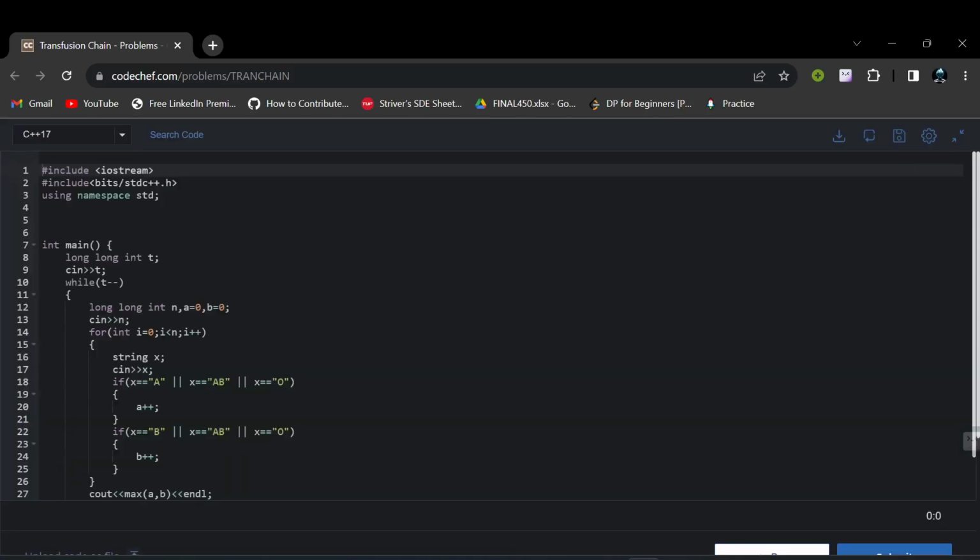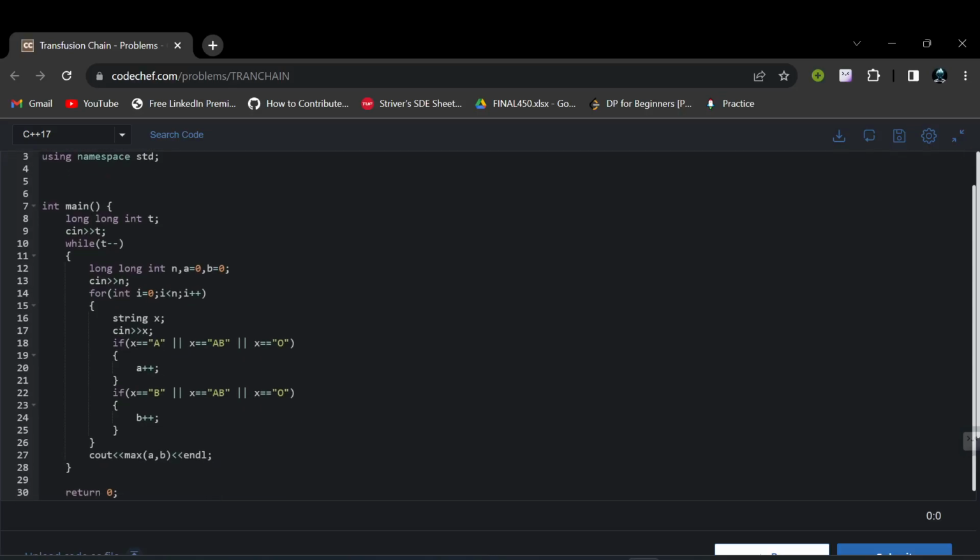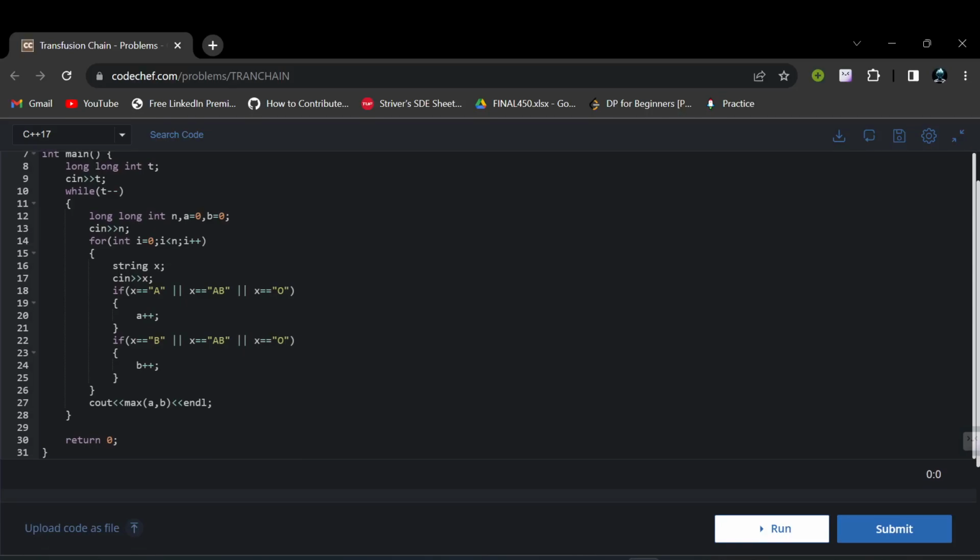This is the C++ implementation of the solution that I suggested. I have taken the number of test cases as input. A is the length of the transfusion chain depending on the people having blood group A, and B is the length of the transfusion chain depending on the people with blood group B. I have taken the number of people as input. If the person has blood group A, AB, or O, I increase the length of one transfusion chain, and vice versa for the other transfusion chain, and return the maximum of both of them.